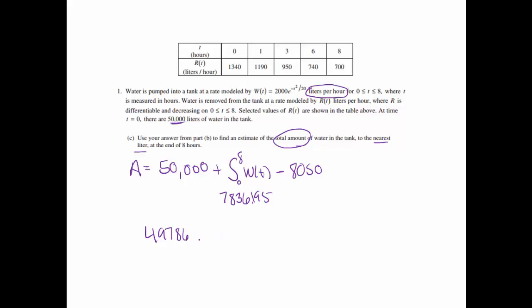And amount of water in the tank, the per hour would drop out and we would be left with liters. So this was actually just worth 2 points, unfortunately. If you took the integral, so if you have that on your paper at all, you get a point for just showing that you needed to take an integral at some point in time. And then if you got 49,786, you also got a point for that part. So this was worth 2 points altogether.